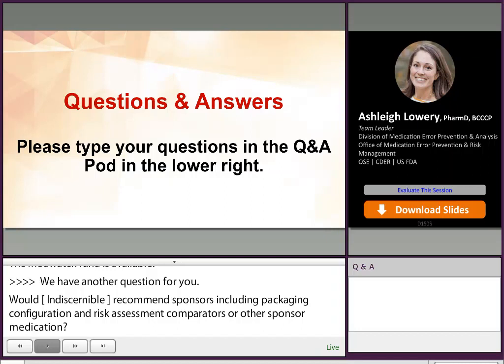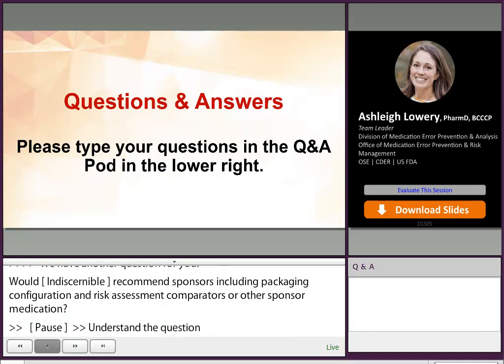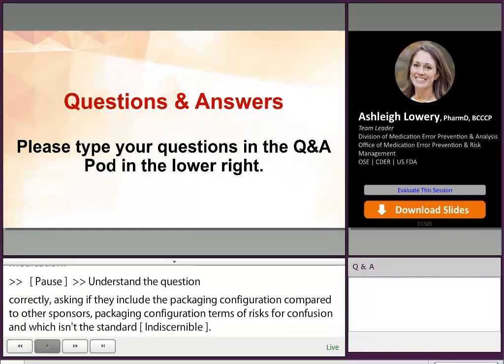If I understand the question correctly, it's asking if they include the packaging configuration and compare it to other sponsors' packaging configurations in terms of risk for confusion. That isn't a standard part of our review process, but we would consider risk and confusion with other products when we do receive cases.